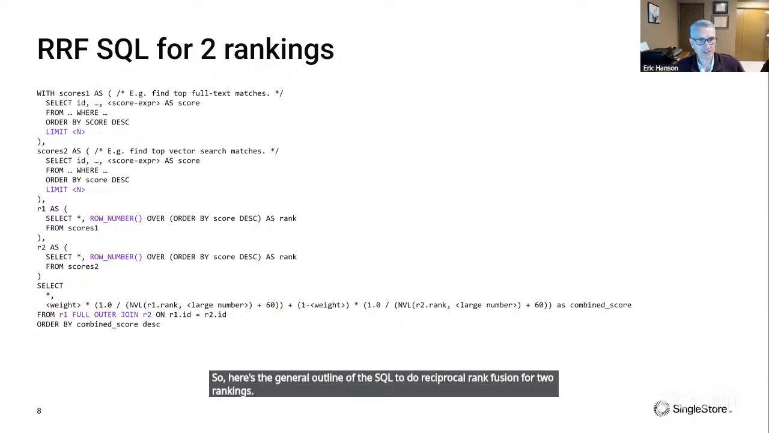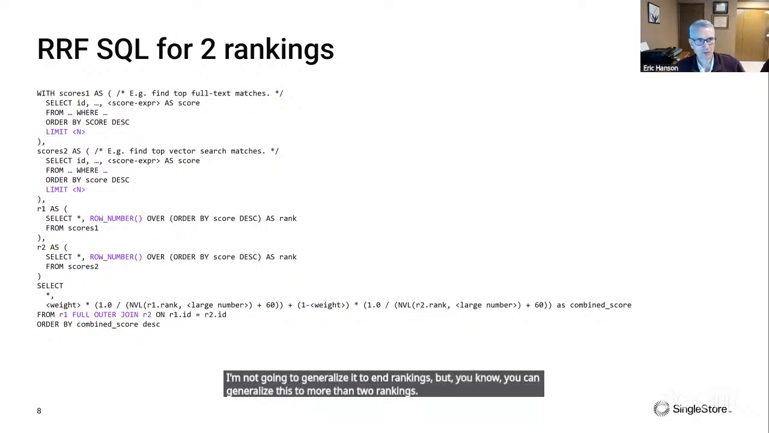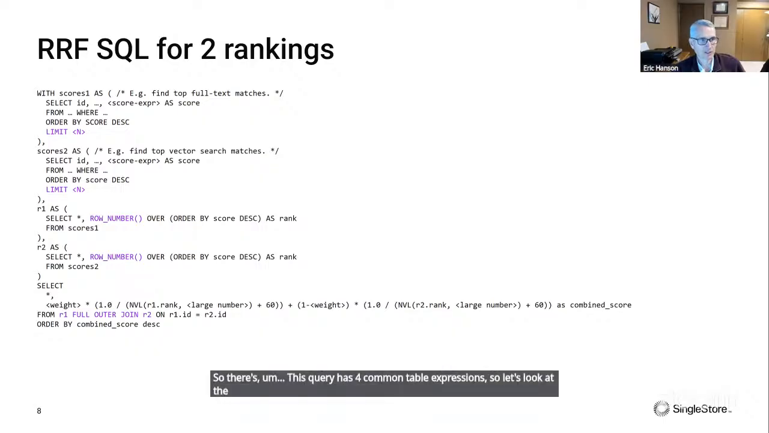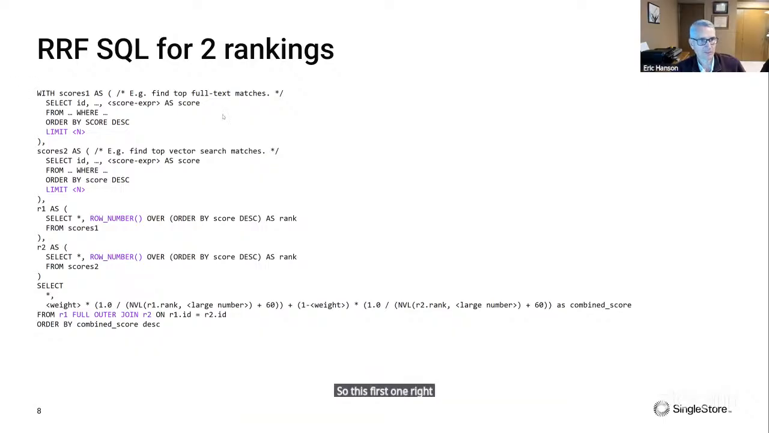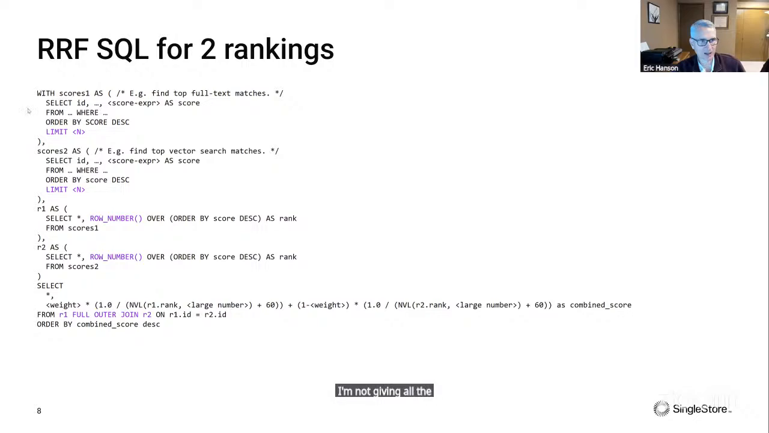I'm not going to generalize it to n rankings, but you can generalize this to more than 2 rankings. This query has 4 common table expressions. Let's look at the first one, which finds the top full text matches. This is a select query that finds the top n full text search matches and produces a score for them. I'm not giving all the SQL, just an outline of it so it all fits on one screen.